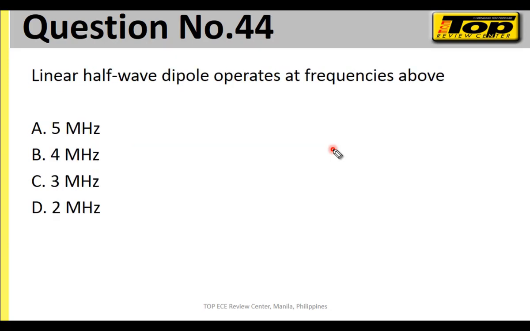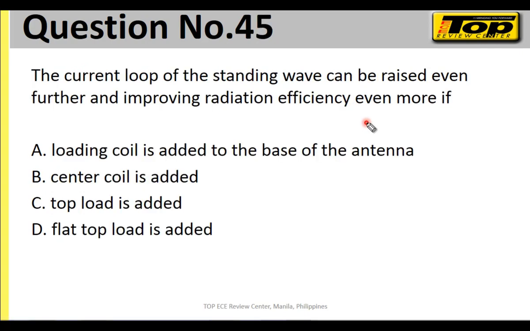Next number. Number 44. Linear half-wave dipole operates at frequencies above. So linear half-wave dipole operates at frequencies above letter D, 2 megahertz. Kasi yung 2 megahertz pababa, basically that is for the quarter wave, which is basically a surface wave propagation. Okay, but for linear half-wave dipole, that is above 2 megahertz. So letter D.